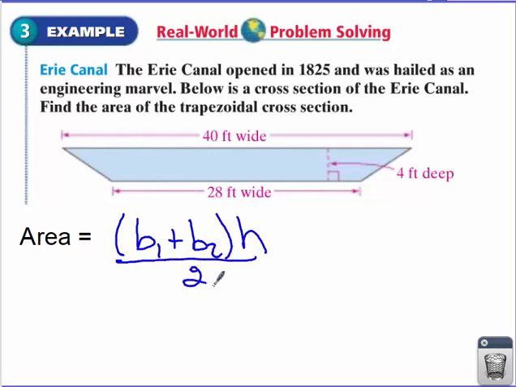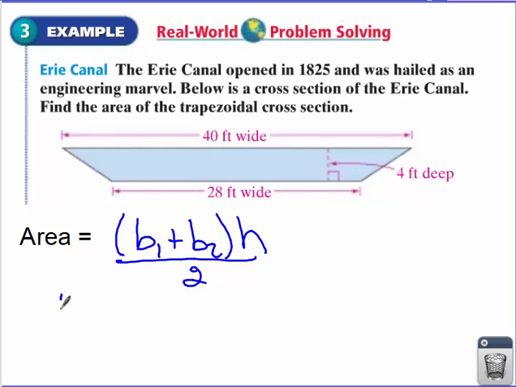Okay, so the B's, they stand for bases, and the bases will always be the parallel sides of the figure. So wherever the parallel sides are, whether they are on top and bottom, or whether they are on the sides, it's the 2 parallel sides.